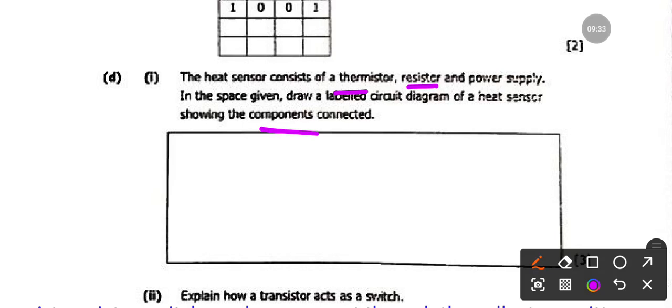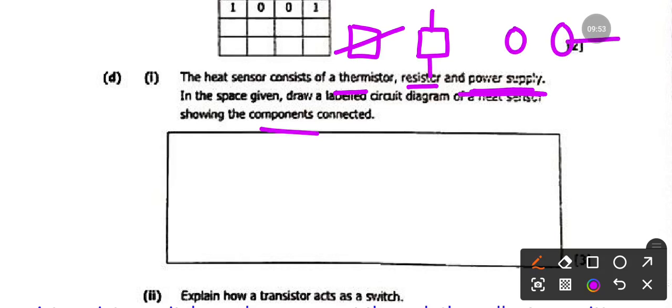The symbol of a thermistor is like this. Then for a resistor, it is drawn something like this. Then for a power supply, this is where you need to be careful, because for a power supply, the electrical symbol, it is like this.